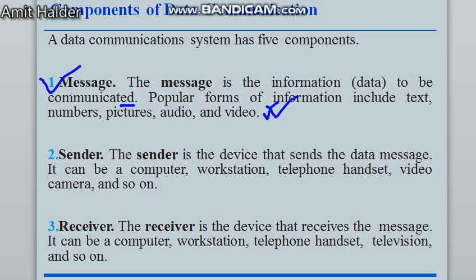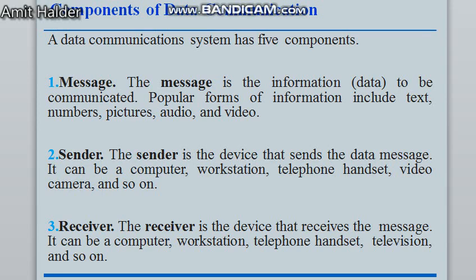Now, the second part, the sender. The sender is the device that sends the data message. It can be a computer, workstation, telephone handset, video camera, and so on. These are the devices where modulation comes into account. And the receiver is the device that receives the message. That can be a computer, workstation, telephone handset, television, and so on. That's similar to the sender.